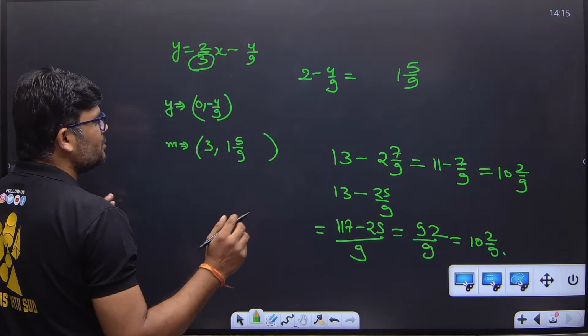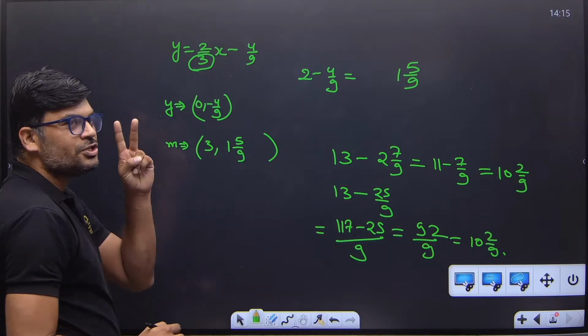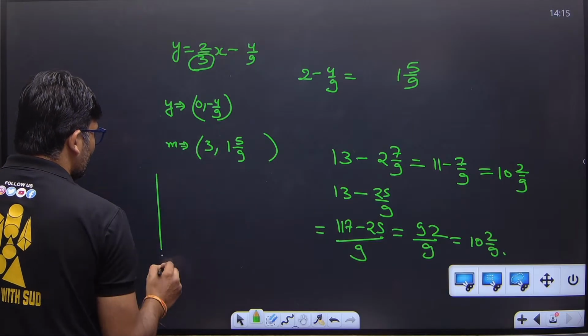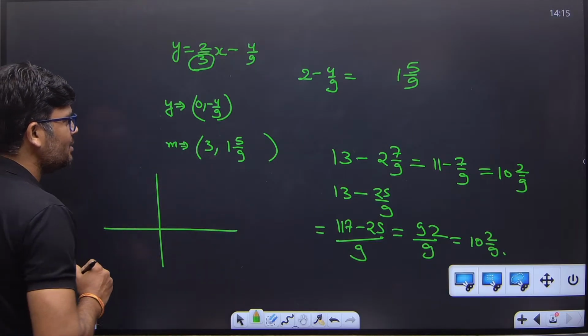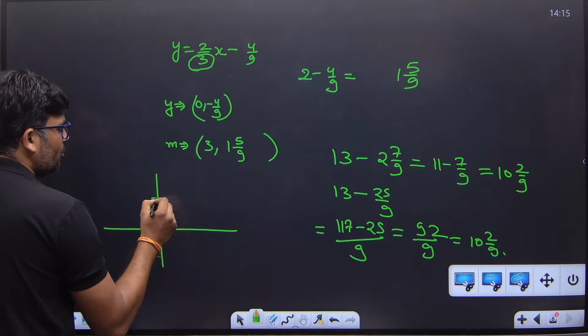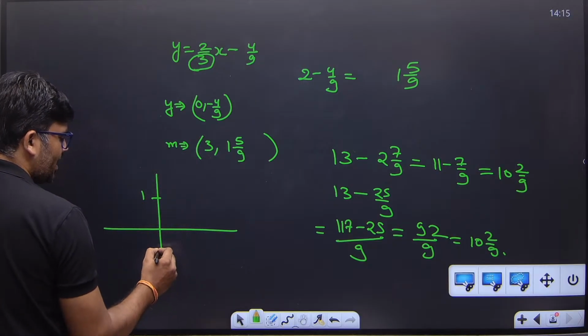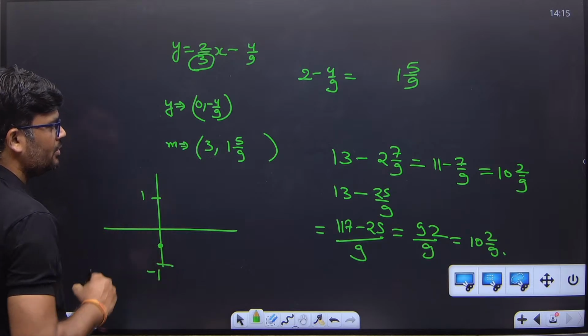Now, how many points do we need to draw the graph? Just 2 points. So we will draw a straight line. So 0 comma minus 4 by 9. Let this be 1, this be minus 1. So minus 4 by 9 will be somewhat here.